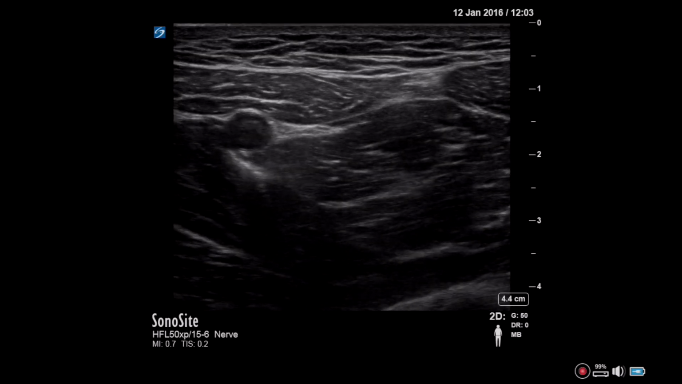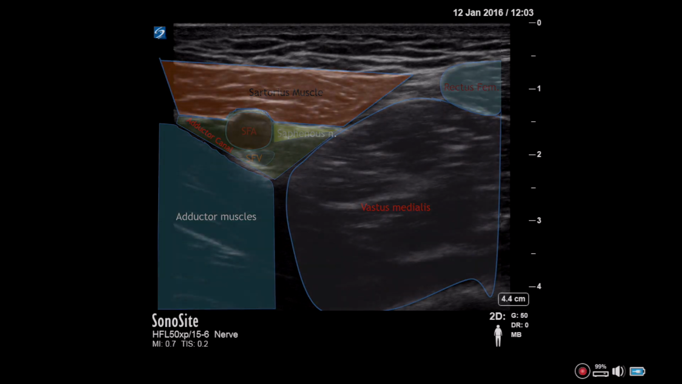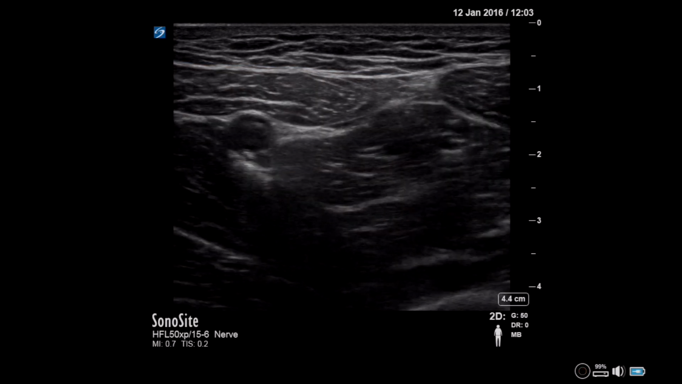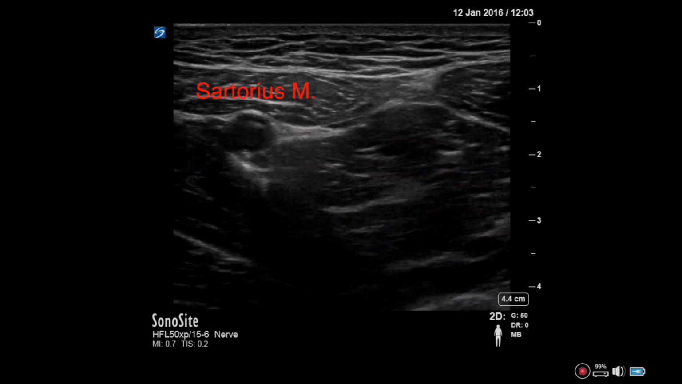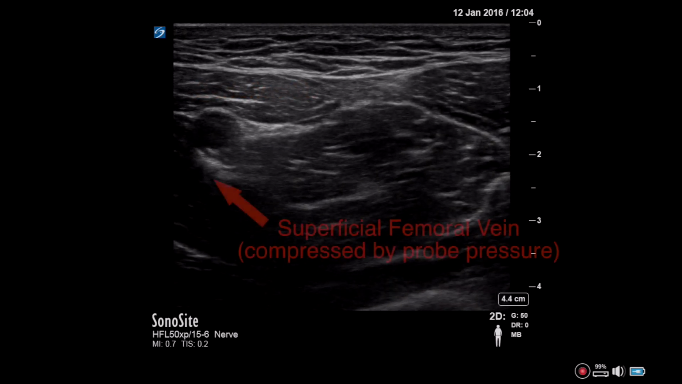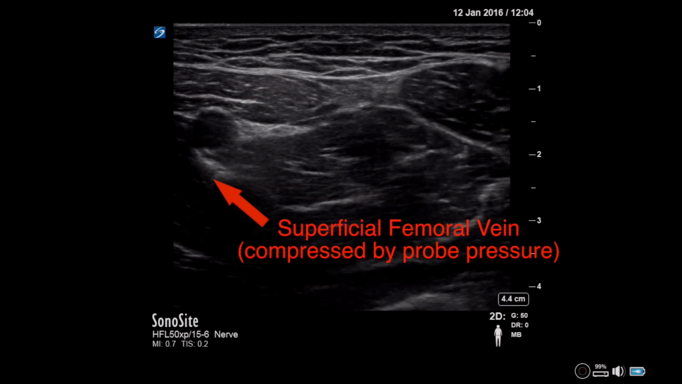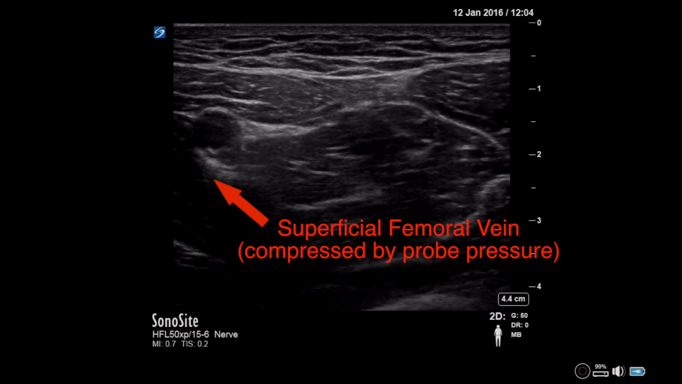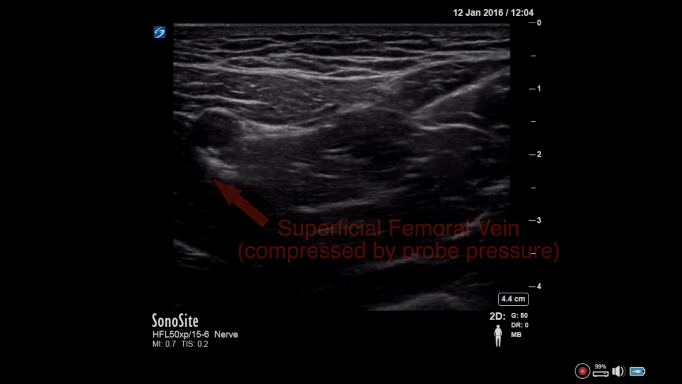As this is a field block based on the known relationship between the sartorius muscle, superficial femoral artery, and saphenous nerve, your goal is to visualize the pulsatile superficial femoral artery directly under the boat-shaped or trapezoid sartorius muscle. Colour flow Doppler may help here. Note that the superficial femoral vein lies deep to the artery and can be flattened with overjudicious probe pressure, but can still be punctured with the block needle if you are not careful.